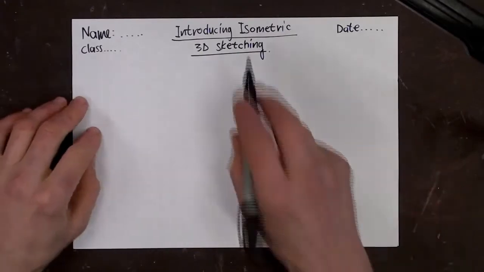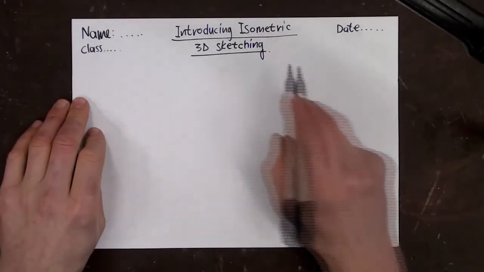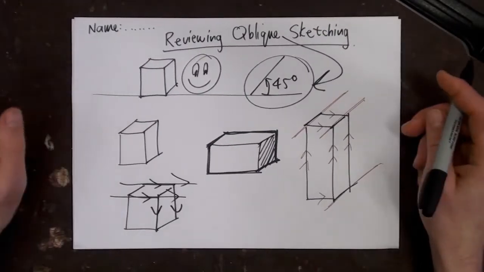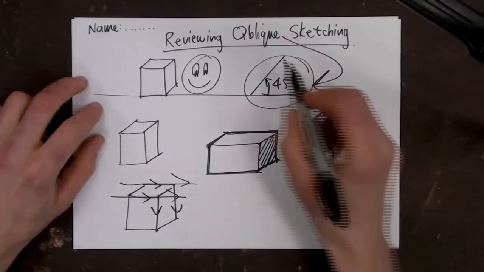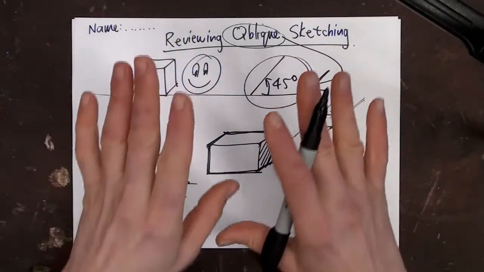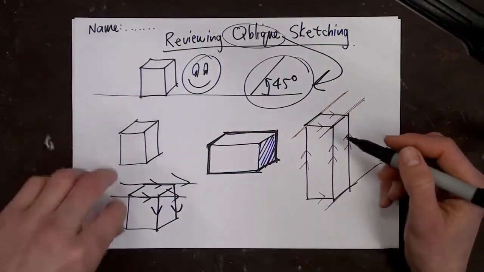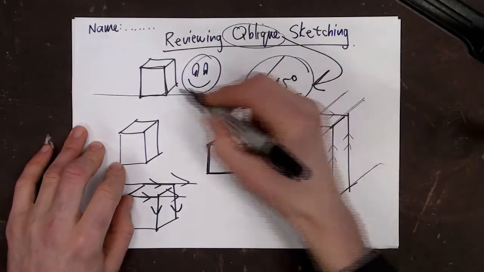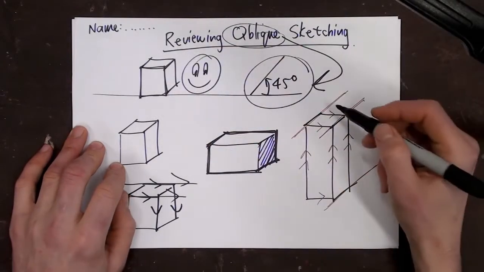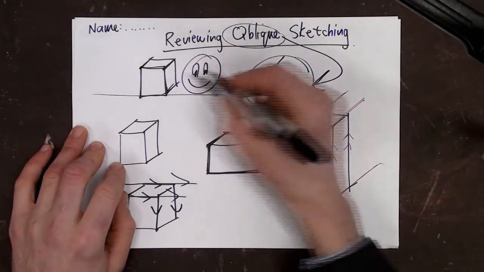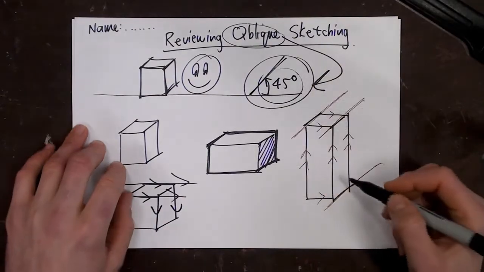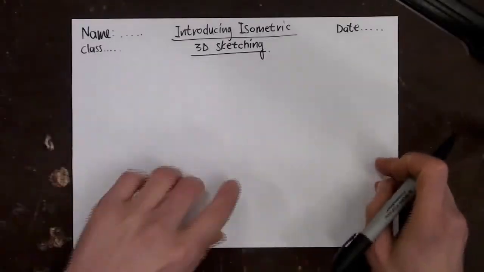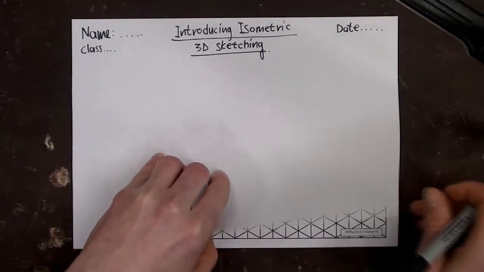Let's have an introduction into isometric 3D sketching. If we have a look at this page, this is the page from last week, and there we saw oblique, which is one method of 3D sketching, where, as you know, you draw the front of the shape and then your angle lines, or your depth lines, go up at 45 degrees. Now, isometric is different. It's slightly more sophisticated and it looks better.